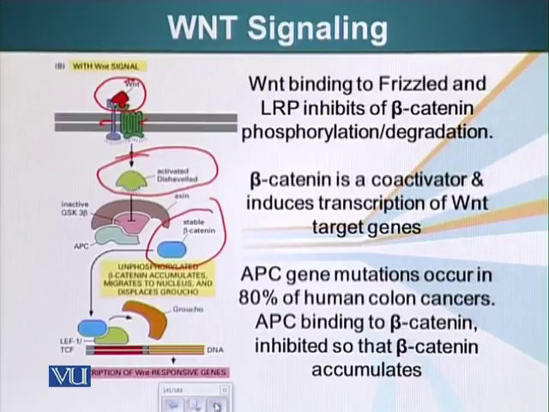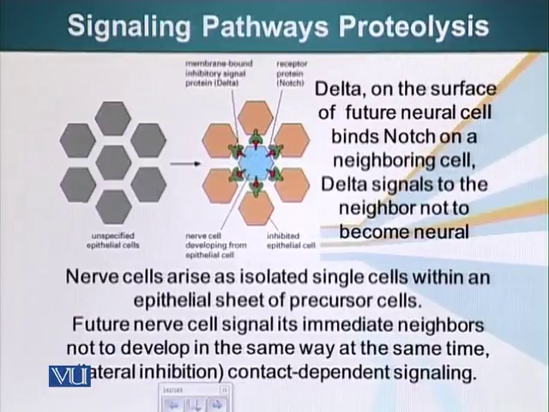As I mentioned earlier, APC gene mutations occur in 80% of human colon cancers. APC binding to beta-catenin inhibits it, so without functional APC, beta-catenin accumulates. So when this beta-catenin accumulates, it can result in altered transcription, and it can also result in transcription of certain genes. Let's talk about another signaling system that involves proteolysis.